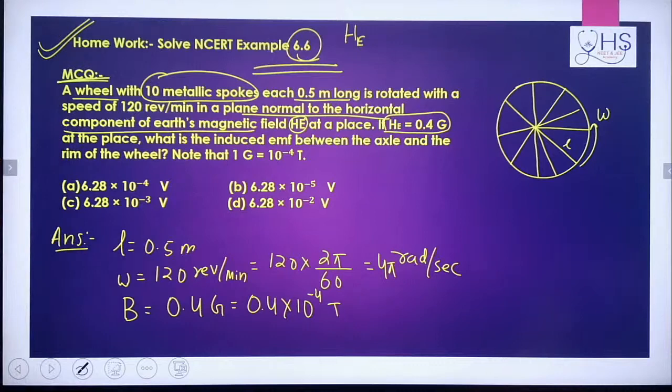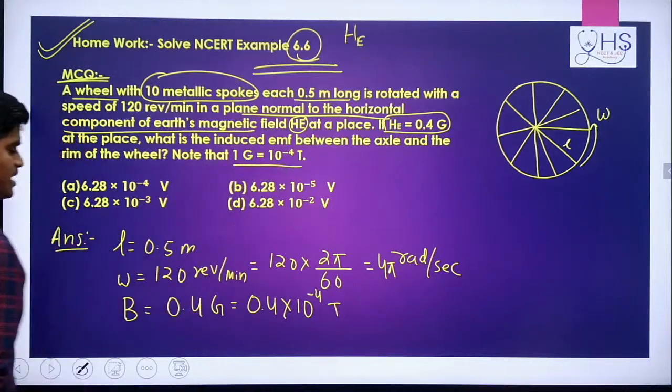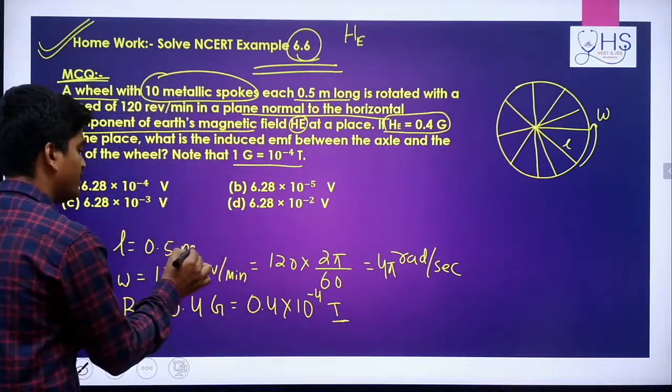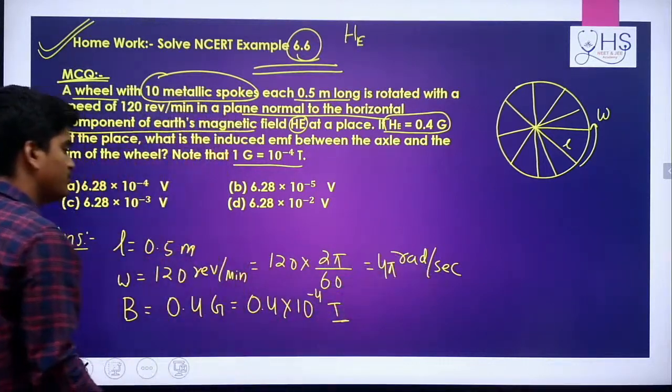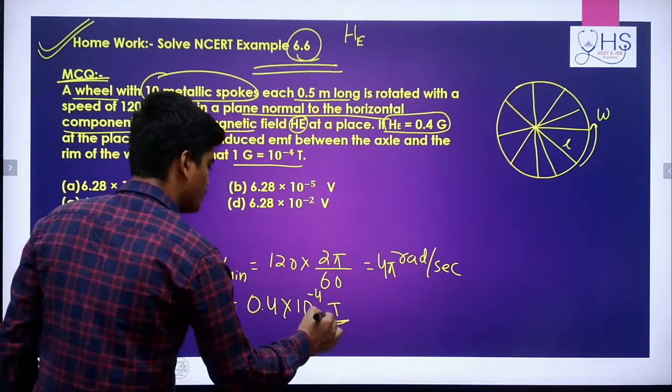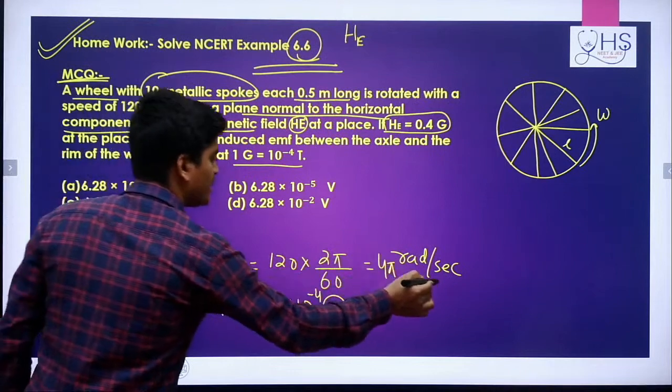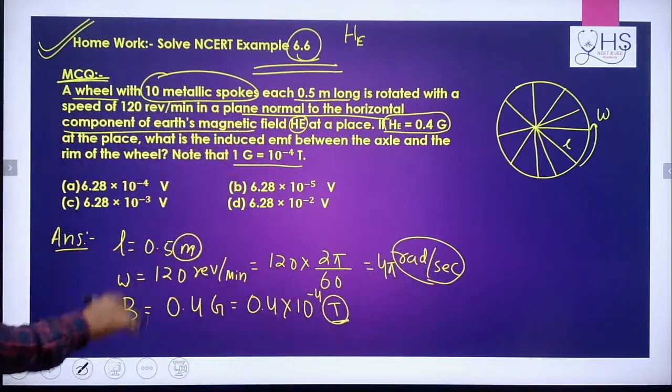Now because there is a relation, 1 Gauss is 10 to the power minus 4 Tesla, and Gauss is the CGS unit of magnetic field. So Gauss is not the SI unit of magnetic field, it is the CGS unit. That's why you have to convert to Tesla, because everything here is in meters, and radian per second is the SI unit. So I must convert all the units. All are meter. Here it is radian per second, you see. Okay. So all data I got.